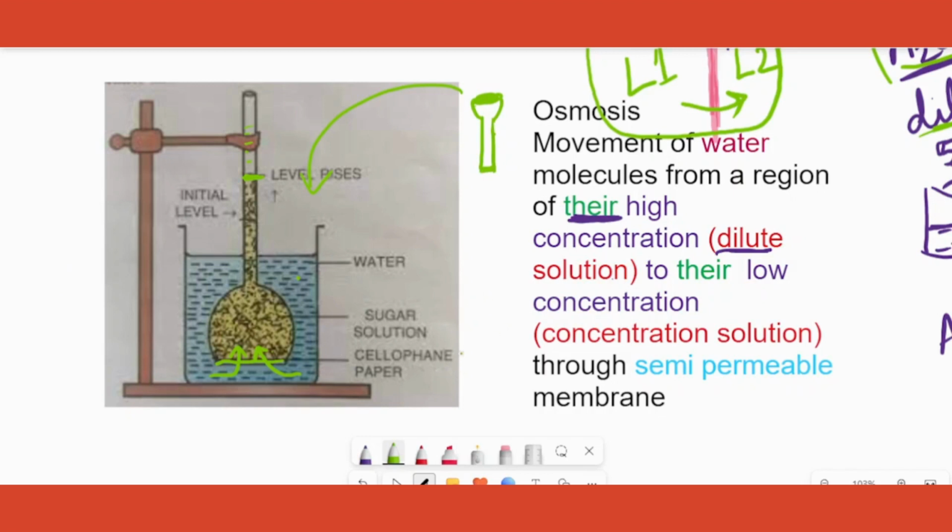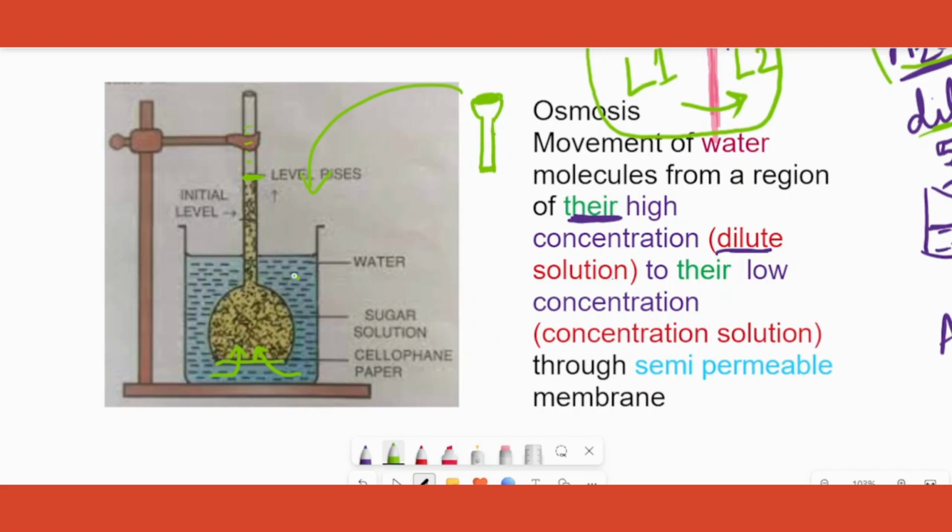Now, in the same way, there is a variation of this. Instead of the cellophane paper, we can use a rubber sheet. What will happen if we use a rubber sheet? Rubber sheet is a proper sheet. It does not allow anything to pass through. It's an impermeable sheet. So no change in water level will occur.